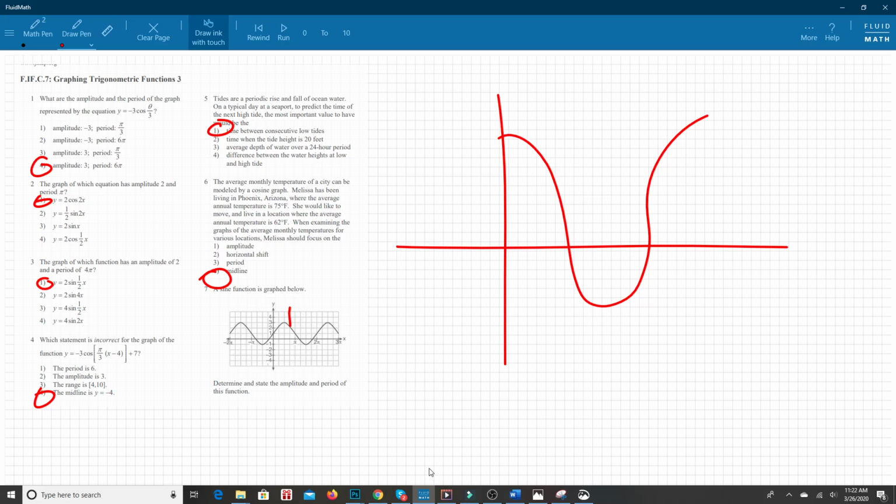Period, again, keep in mind what the period is. It's from here to here, just so you guys can know. From here, peak to peak, essentially. All right?